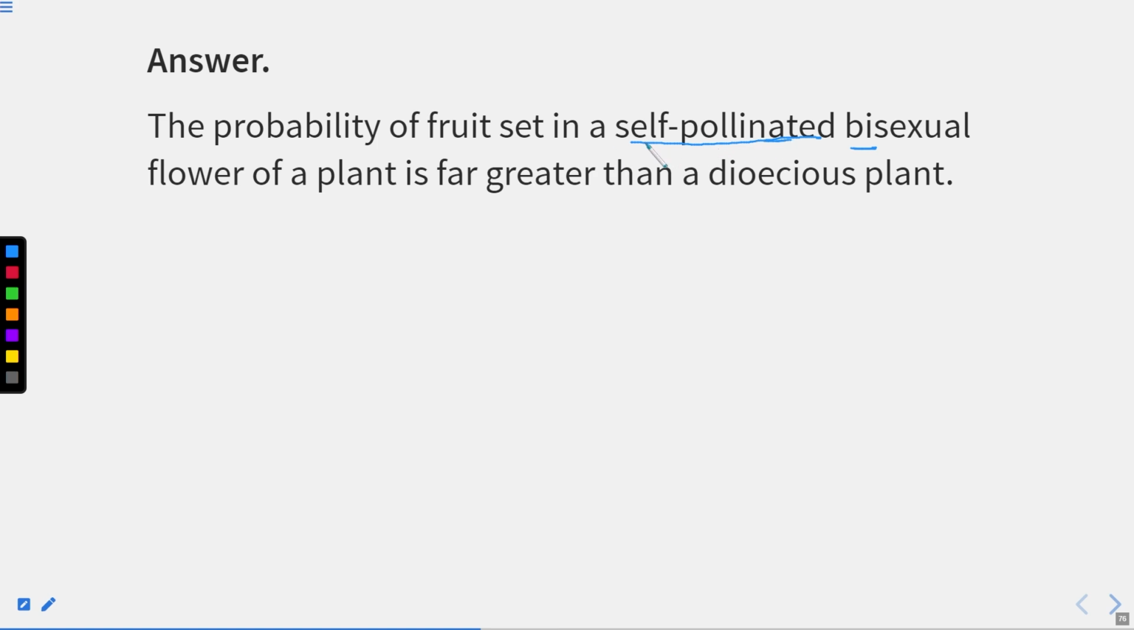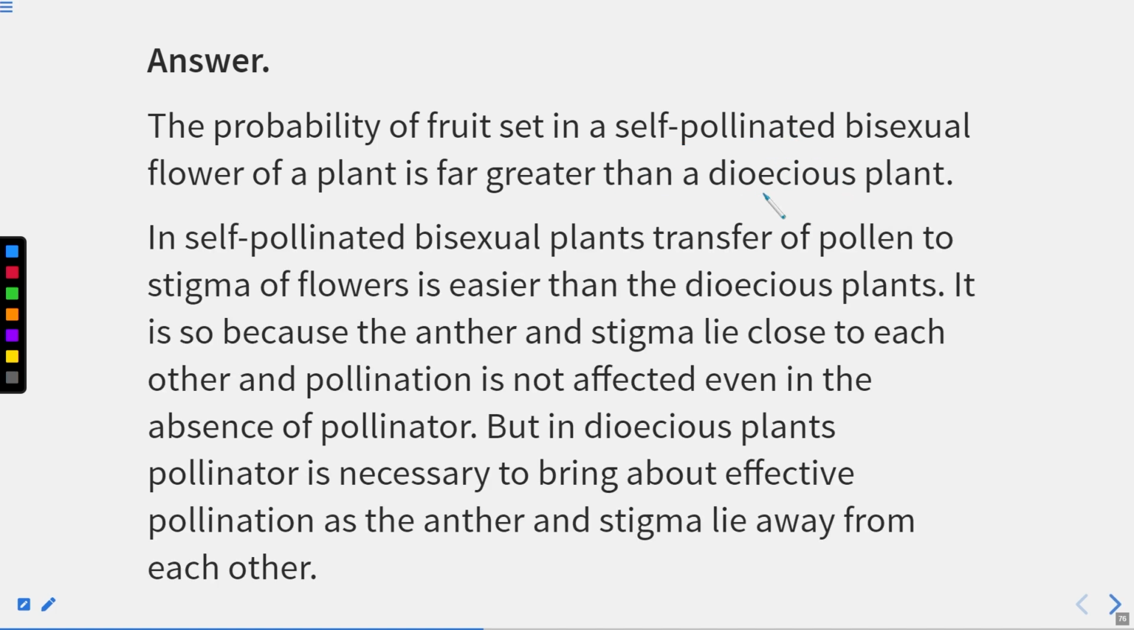This is known as self-pollination. It is pollinating itself. Now, the probability of fruit set in a self-pollinated bisexual flower of a plant is far greater than in a dioecious plant. Why? In self-pollinated bisexual flowers, transfer of pollen to the stigma of the flower is easier.